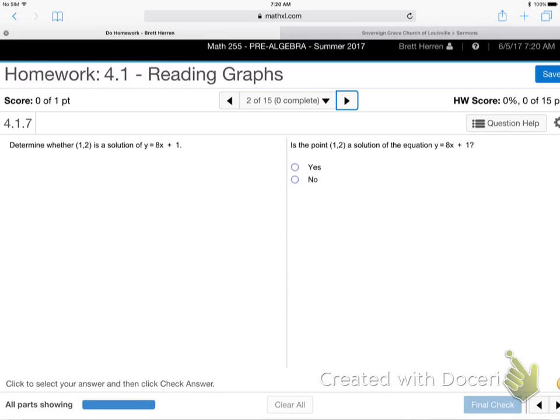All right, so they want us to figure out, is (1, 2) a solution to that equation? What does that mean? How do you figure out if a point, a couple numbers like (1, 2), is a solution to an equation? Just plug them in. Yeah, you just take that equation, y equals 8x plus 1. I'll bring it over here. And you plug in the 1 and the 2.